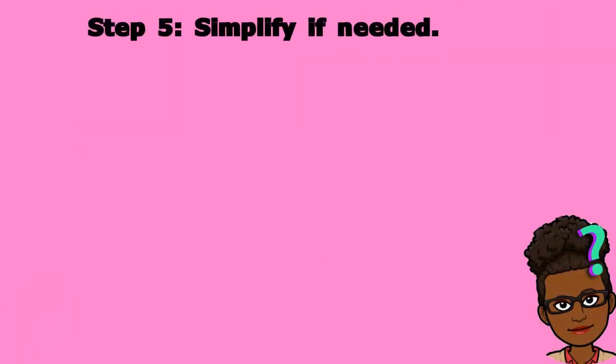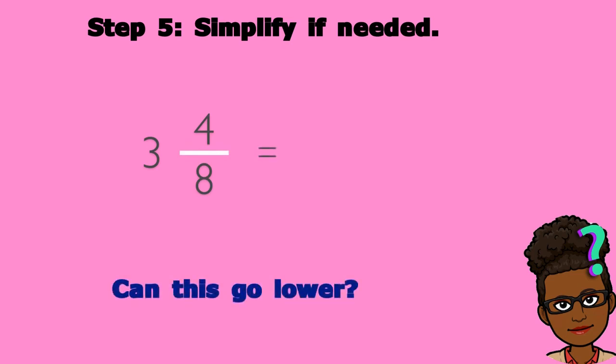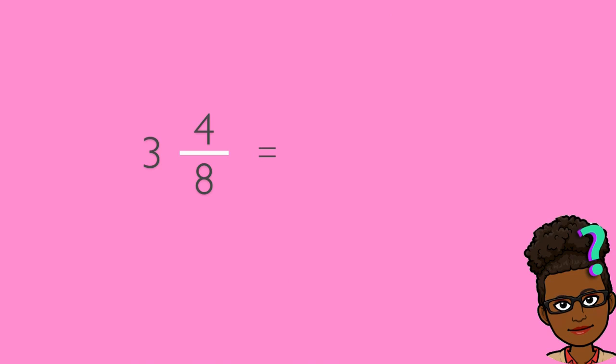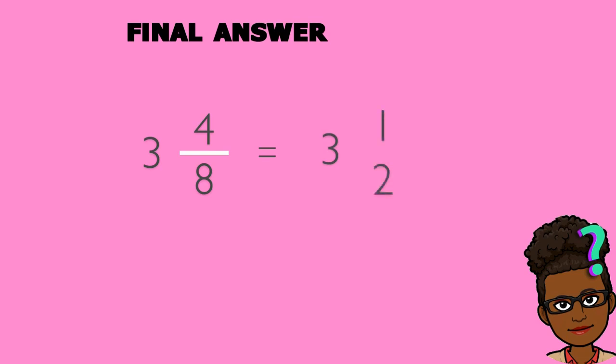Step 5 tells us that we must simplify if needed. Can 3 and 4/8 be simplified? Can this go lower? Can it be reduced? Well, the answer is yes. When we simplify 3 and 4/8, our final answer is going to be 3 and 1/2. What factor did we simplify by? We simplified by the factor of 4.